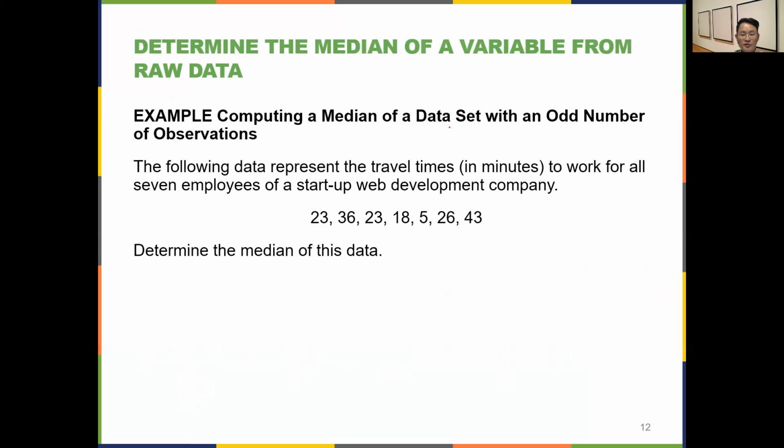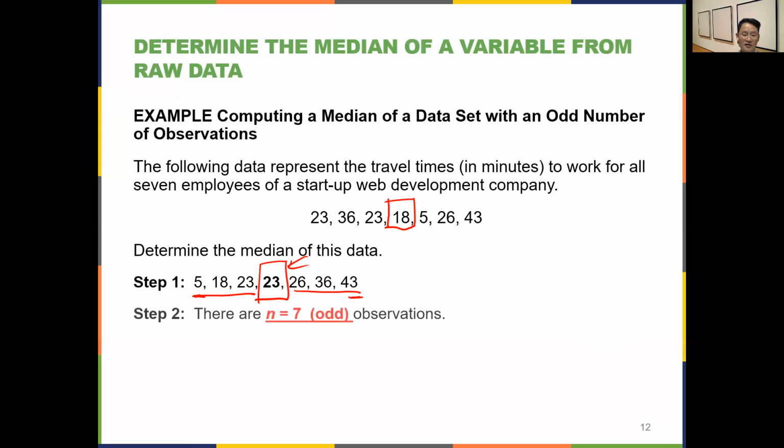Computing a median of the data set with an odd number of observations. What's the middle value here? Is it 18, because it's right in the middle? No, not yet. Because what do you have to do first? You have to rearrange it from the smallest number to the largest number, and you pick the middle value. 3 here, 3 here. That's the middle value.